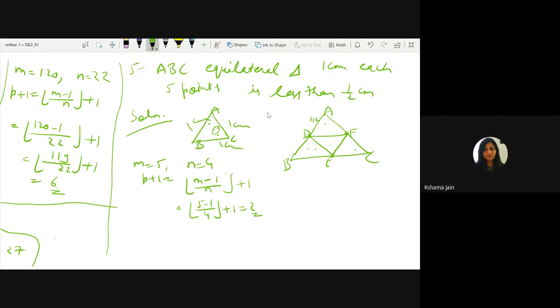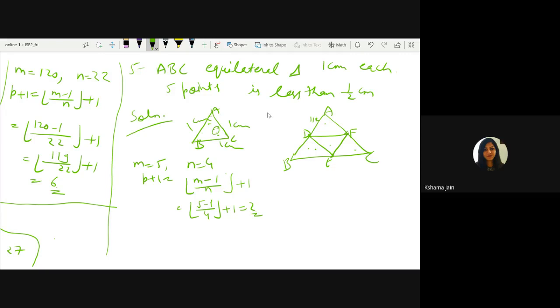N equals to 4. When we draw these triangles, the big triangle I have divided into smaller equilateral triangles. By taking the midpoints of the sides and joining them, you will be getting 4 small triangles: ADF, DBE, DEF, and FEC. 4 triangles you can see. So that's why N is 4. And in these 4 triangles, we can put these 5 points.